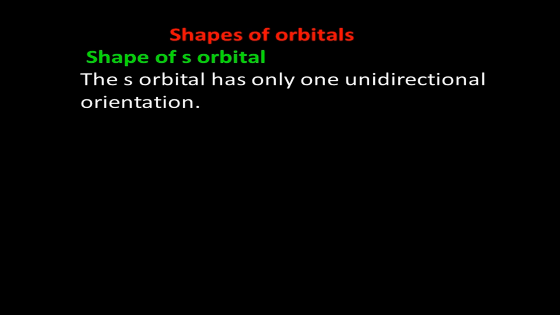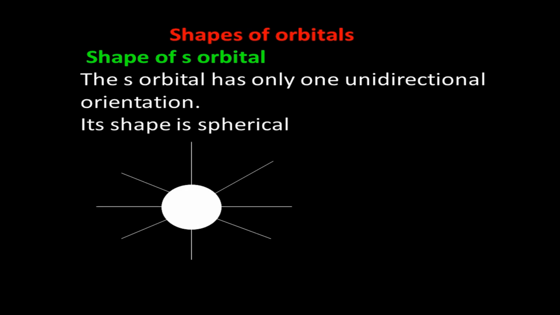Shapes of orbitals. The shape of s orbital. The s orbital has only one unidirectional orientation, and the shape is spherical. So this is the shape of the s orbital.